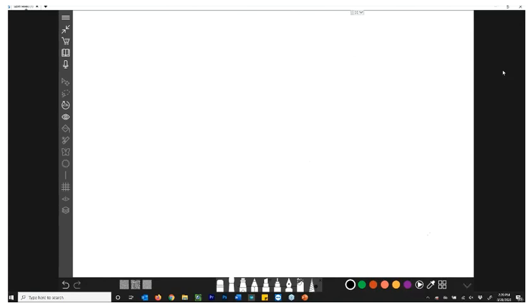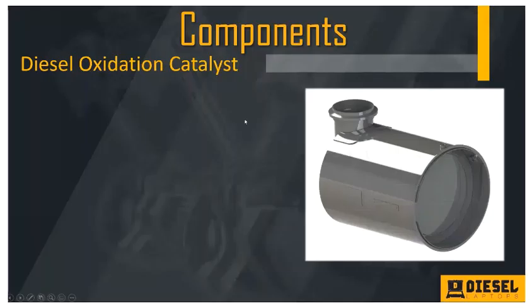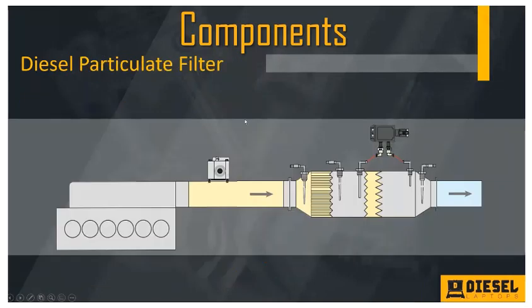So if you bear with me, I'll jump back to the PowerPoint here. All right. The next major component that we have is going to be our DPF, our diesel particulate filter. Now the DPF has a job, and that job is to capture ash and soot, to capture the particulates coming from the engine. When you're dealing with a diesel engine, your diesel engine is going to emit particulates. It's just nature of the beast.